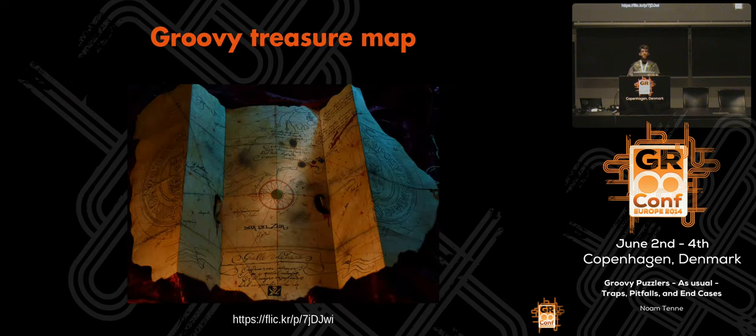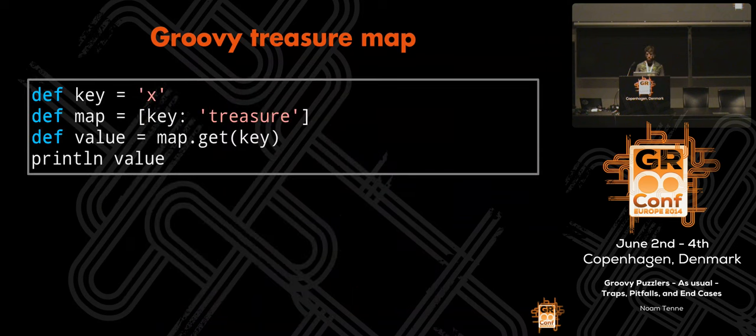Right. The Groovy treasure map. Okay. We're all pirates. We love pirates. Pirates love treasure. So let's get some sweet, sweet treasure. I've declared a key, which is X. X marks a spot, which will take me to the treasure. I've created a map, put in the key, and I've got the way to the treasure. Then I try to retrieve the treasure using my key. What will be the result?